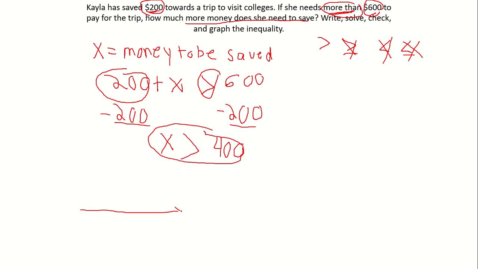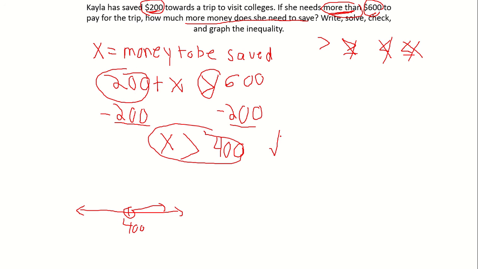To graph the inequality, we're going to make our number line. Going to put 400 here. And we're going to put a circle over the 400, and all values greater than 400 are going to go there. So x is going to be greater than $400, and this is going to be our graph.